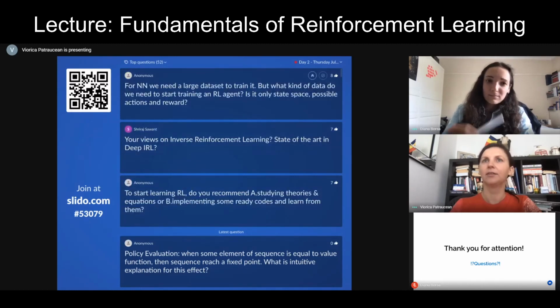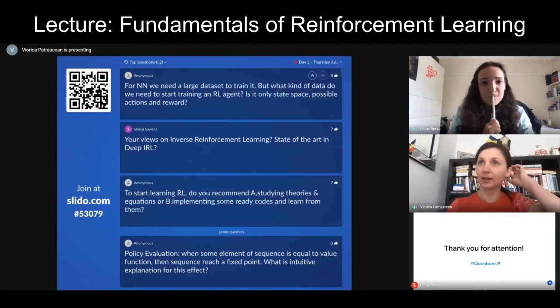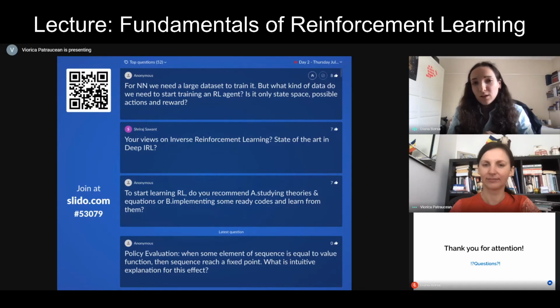For a neural network, we need a large data set to train it. What kind of data do we need to start training an RL agent? Is it only state space, possible actions, and reward? So there's not really a concept of a data set in RL. It's always interaction with the environment. That's part of the exploration problem.